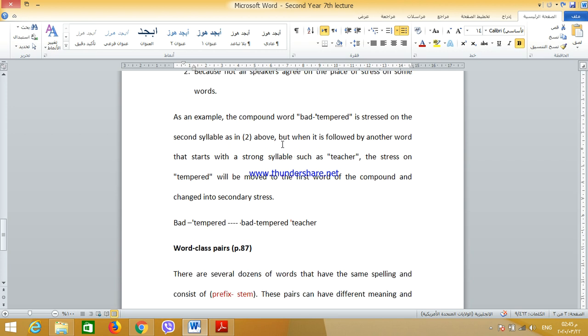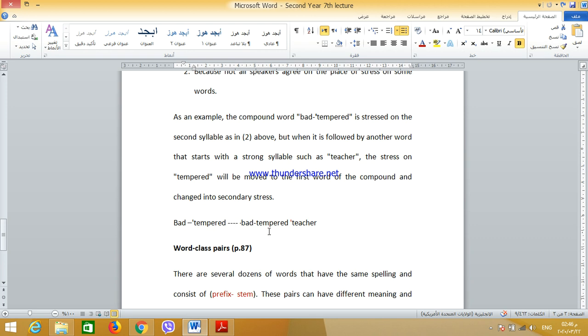If we take the word bad-tempered as an example, in which it is an adjectival, the first part of it is an adjective, and the second part ends with ed, that's why it's normally stressed on the second part. Now, if we add another word, which is teacher, and the compound becomes bad-tempered teacher. Teacher starts with a strong syllable, and in this case, the position of the stress is going to be changed. It's no longer on the word tempered, it goes back, as we can see here.